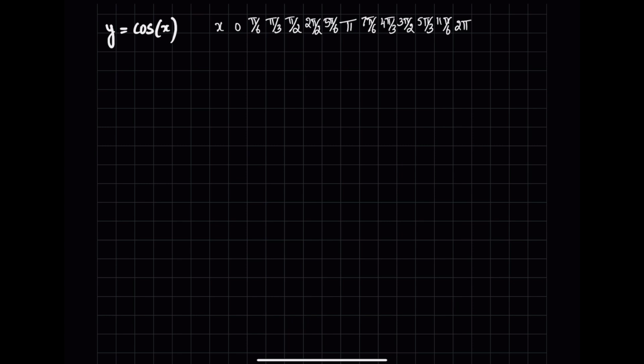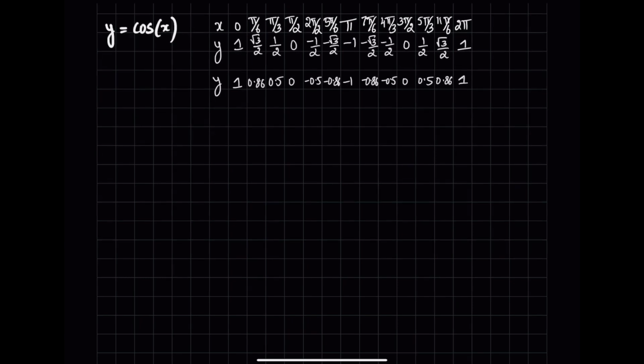So please use a calculator and plot down all these values in decimals so that it's easier for us to plot the graph. I'll see you in a minute. Okay, now we have the value of cosec at different angles. Let's start plotting the graph.